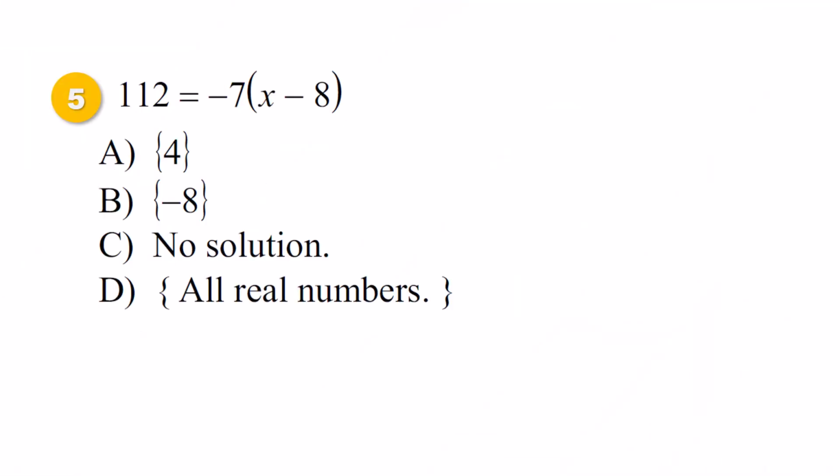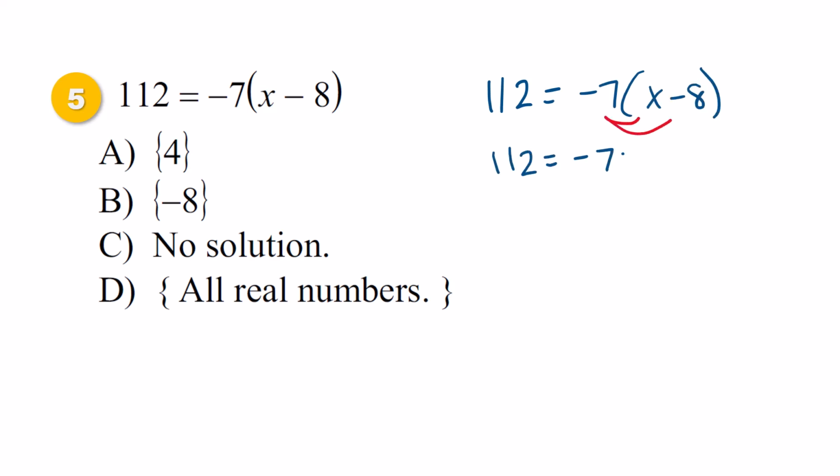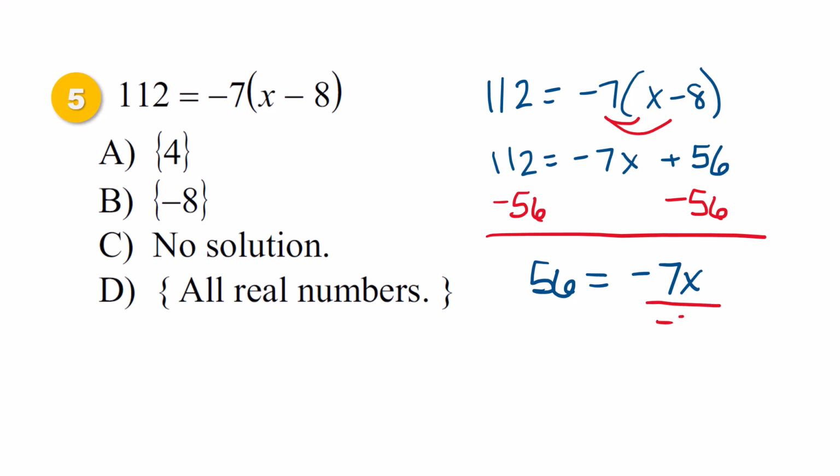This one is going to have to start with distributive property. Okay, then subtract 56 from both sides, and we're going to end up dividing by negative 7, and we get x equals negative 8.